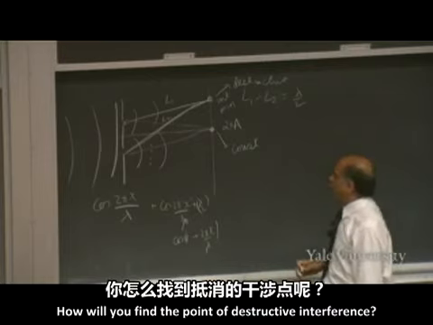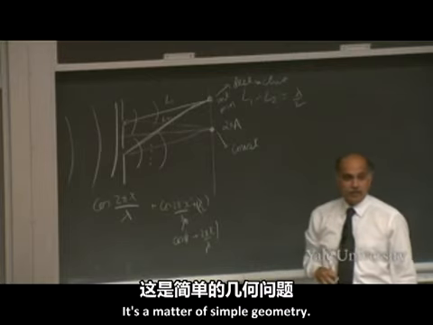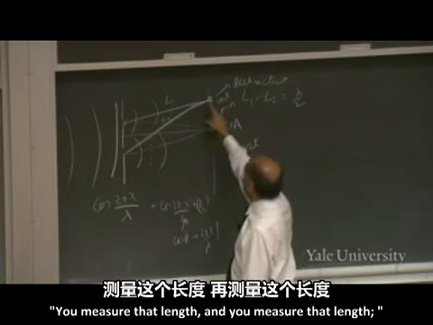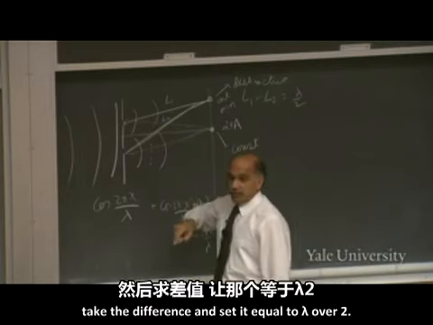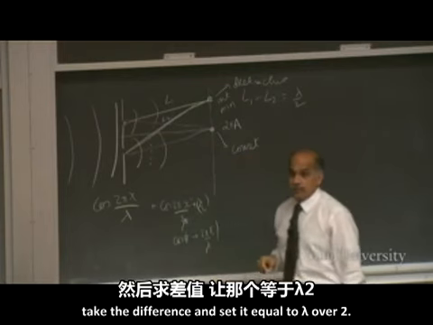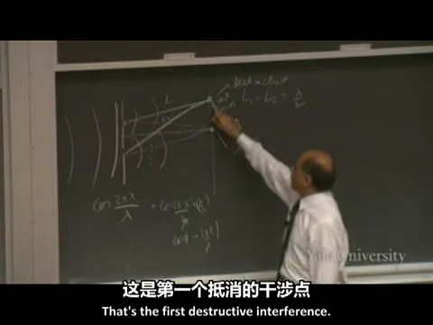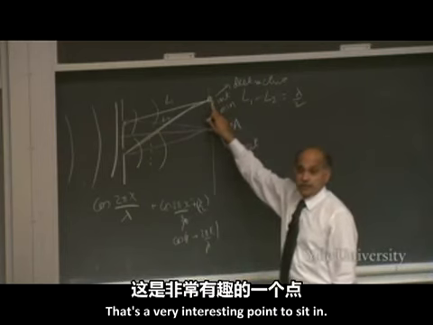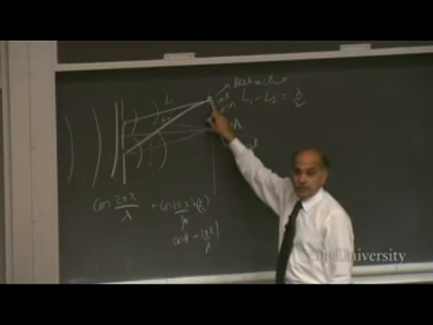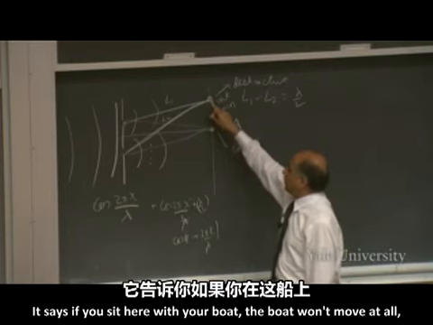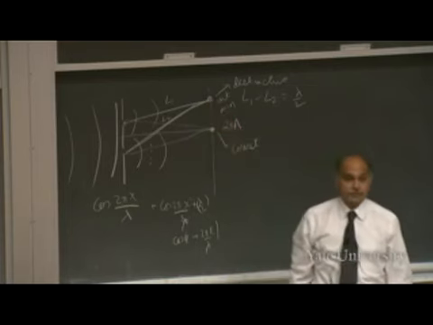How will you find the point of destructive interference? It's a matter of simple geometry. You measure that length, and you measure that length, take the difference, and set it equal to lambda over 2. That's the first destructive interference. That's a very interesting point to sit in. Look what it's telling you. It says if you sit here with your boat, the boat won't move at all.